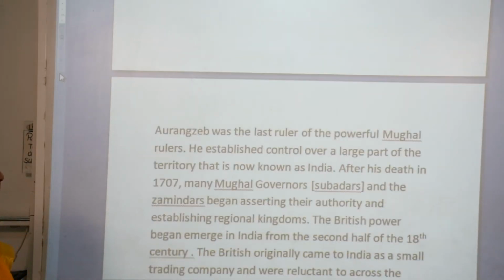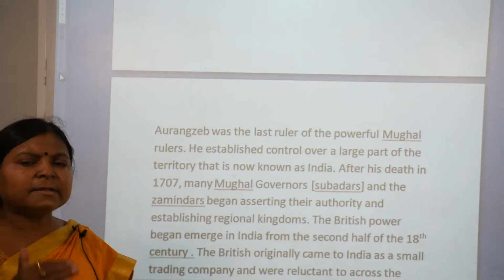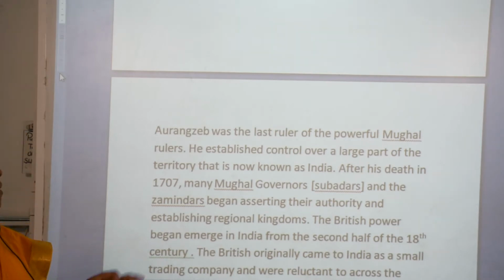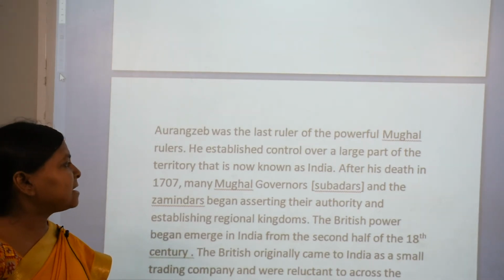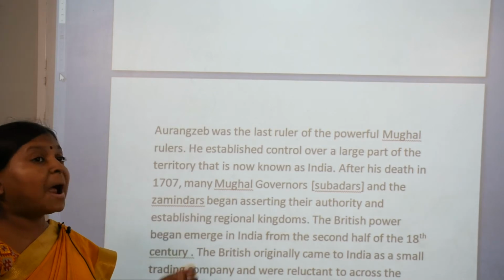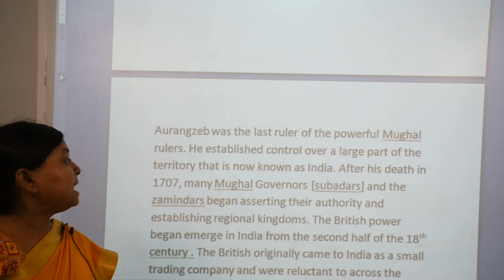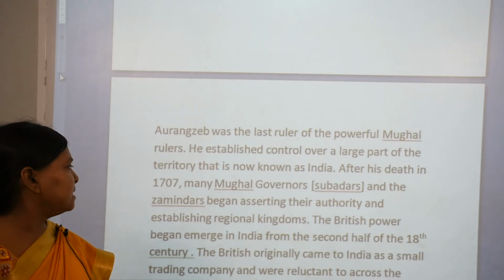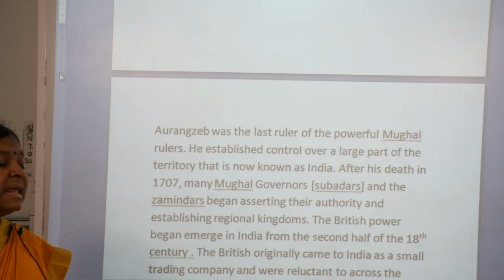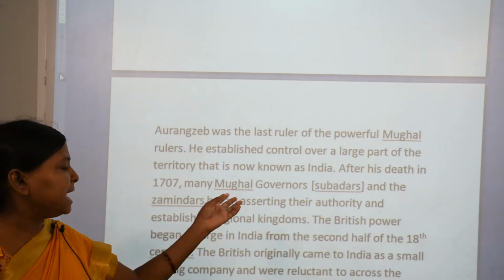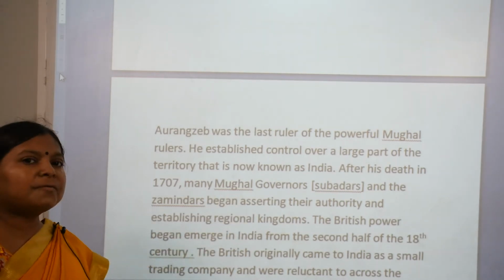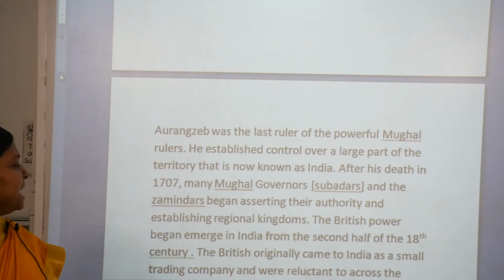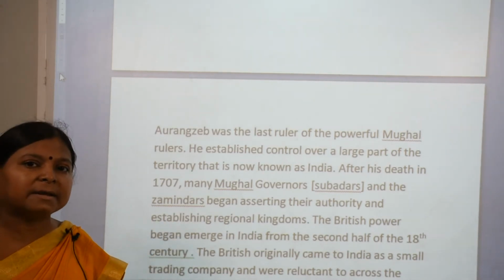As you know, Aurangzeb was the last ruler of the Mughal empire, and he established control over a large part of the territory that is known as India. But what happened after his death? In 1707, many Mughal governors, called Subedars, and some of the Zamindars began asserting their authority and established their own regional kingdoms.